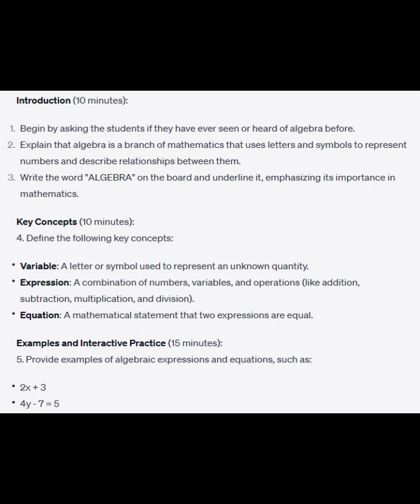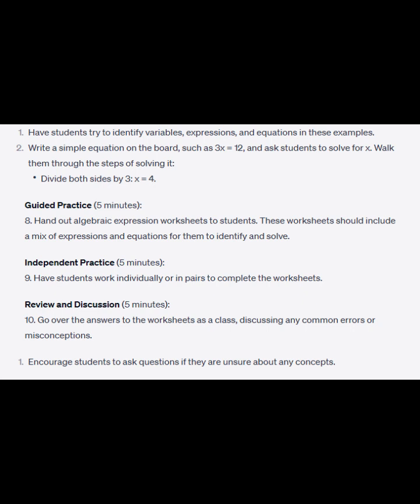Examples and interactive practice: 15 minutes. 5. Provide examples of algebraic expressions and equations, such as 2x + 3, 4y, 7 = 5. Have students try to identify variables, expressions, and equations in these examples.